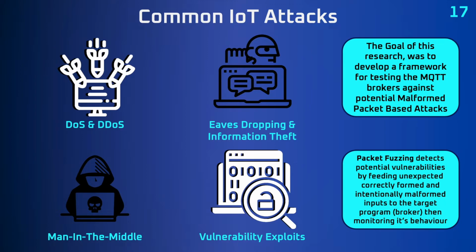The most common way to conduct testing that involves malformed packets is by means of packet fuzzing. And what is packet fuzzing? Packet fuzzing detects potential vulnerabilities by feeding unexpected, random but correctly formed and intentionally malformed inputs to the target program and then monitoring its behavior. These attacks can be very harmful to organizations and individuals, so performing packet fuzz testing can come in handy to mitigate this issue.